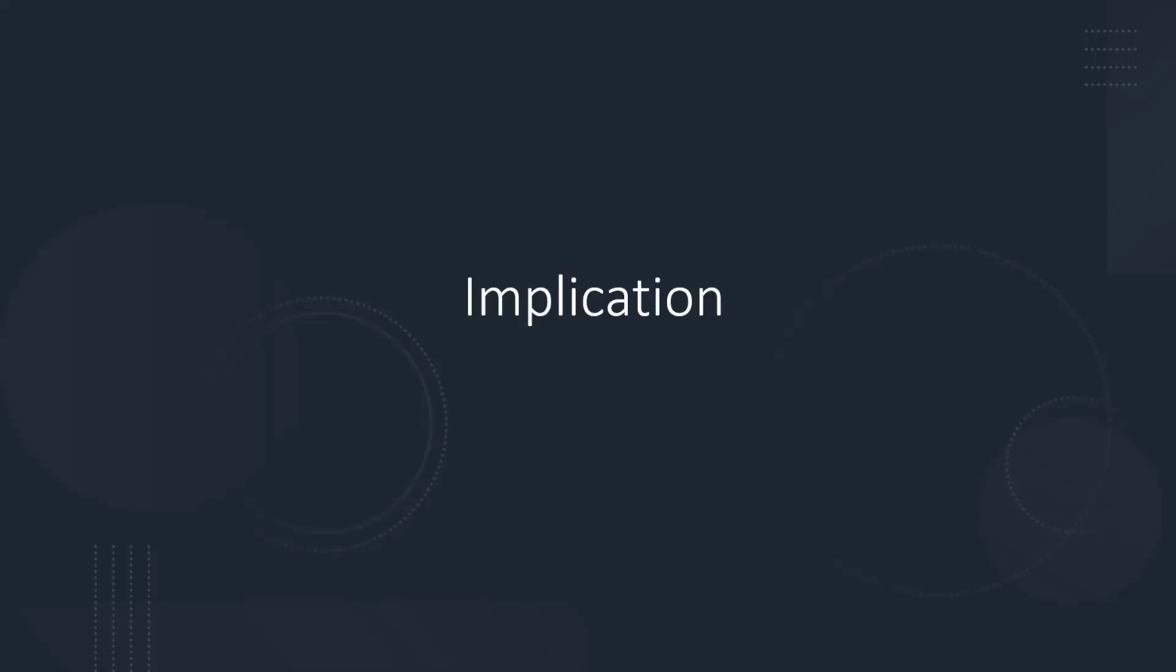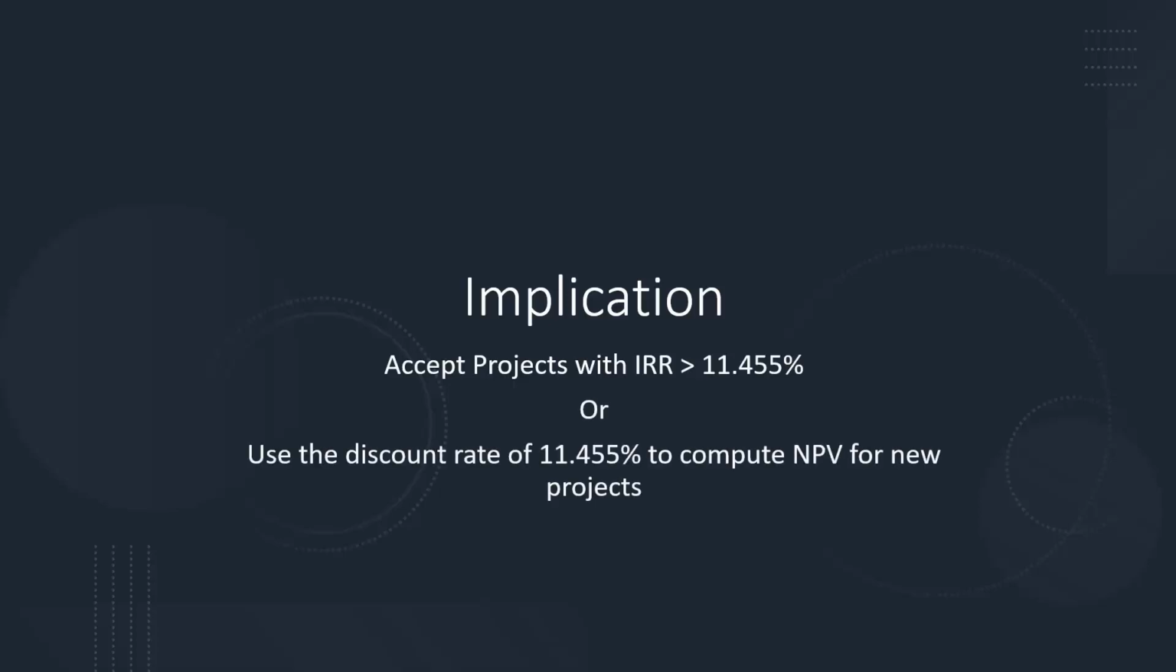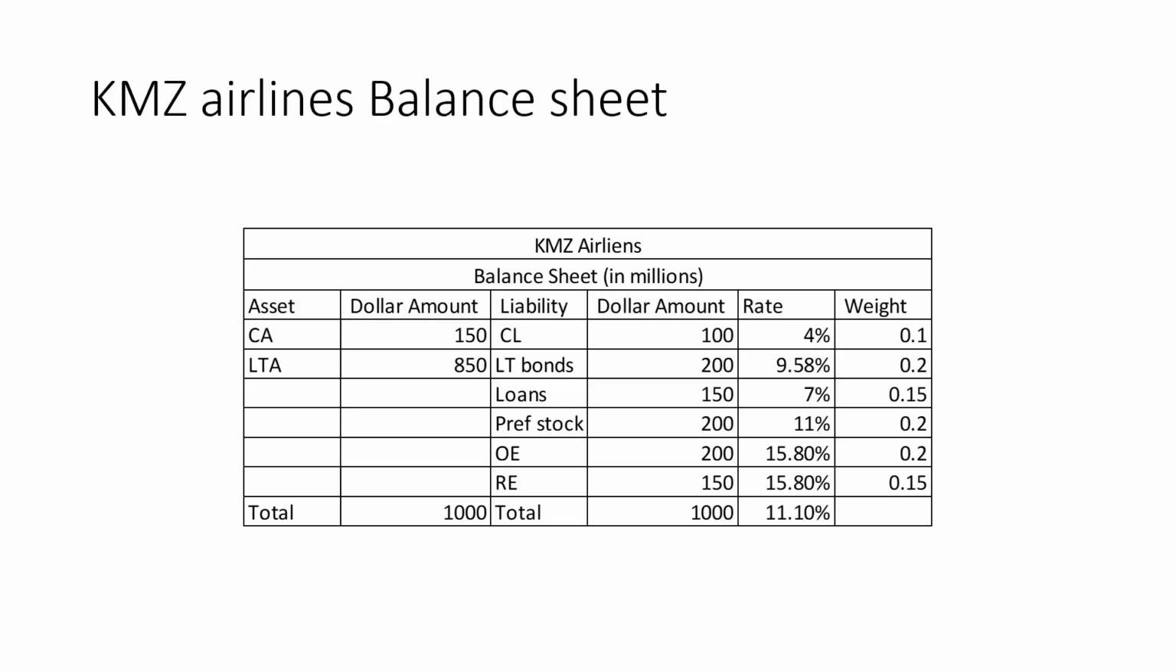What is the implication of this? Again, the number was 11.455%. The implication is accept projects with IRR greater than 11.455% on any incremental cash, any new projects, or use the discount rate of 11.455% to compute NPV for any new projects that are being considered. Anything that's giving you a negative NPV means that the rate of that project is not good enough.